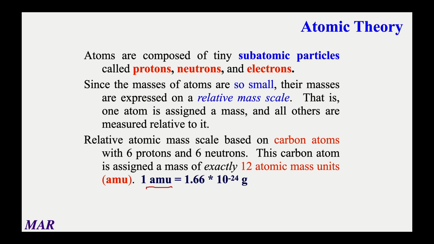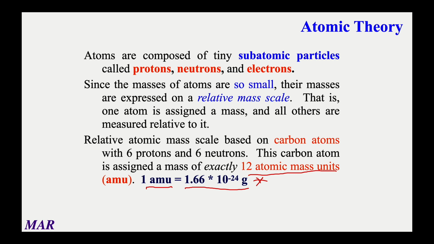An AMU, an atomic mass unit, is 1.66 times 10 to the minus 24 grams, and that is really, really small. A lot of calculators can't even handle numbers this small without going into scientific notation because it's so small. This AMU comes from the idea that if you have an exact carbon atom with 6 protons and 6 neutrons, it's going to be exactly 12 atomic mass units. And if you take that mass and divide it by 12, that's where this crazy number comes from.